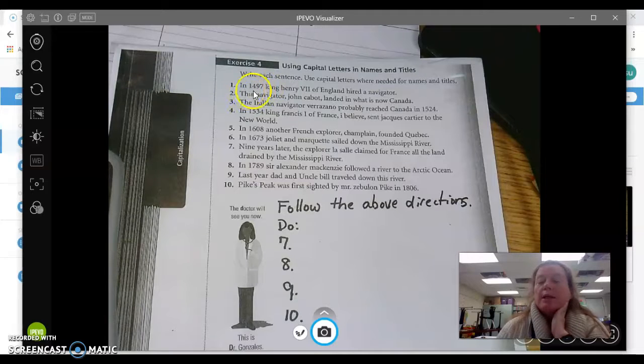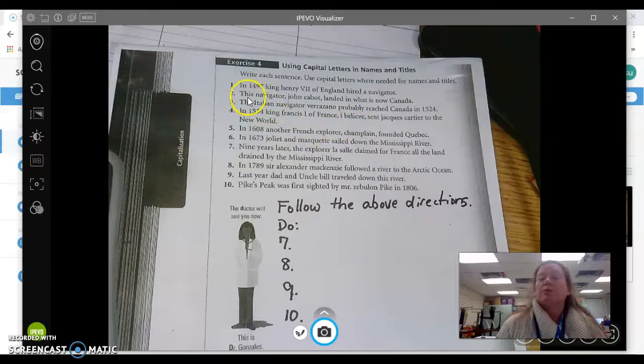So in the first one, in 1497, you would capitalize the K in King, the H in Henry. England is already capitalized, which is good because it should be. Hired a navigator. Now, navigator is not capitalized because it is just the type of work he did, and it is a common noun in this sentence. Okay?